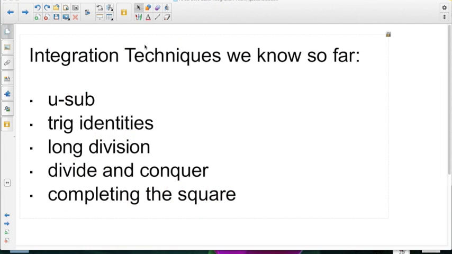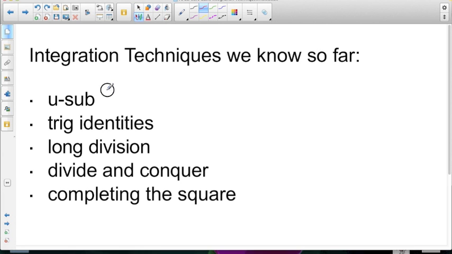Just to kind of summarize the techniques that we went over today, U sub, these are really all AB techniques. Trig identity is an AB technique. Long division, I'm not sure how much of you did of it in AB, but I'm sure you did a little bit of it. Divide and conquer, these are all AB techniques. Completing the square we didn't do, and they've really de-emphasized that in the BC curriculum, so we won't be doing that as part of this lesson.